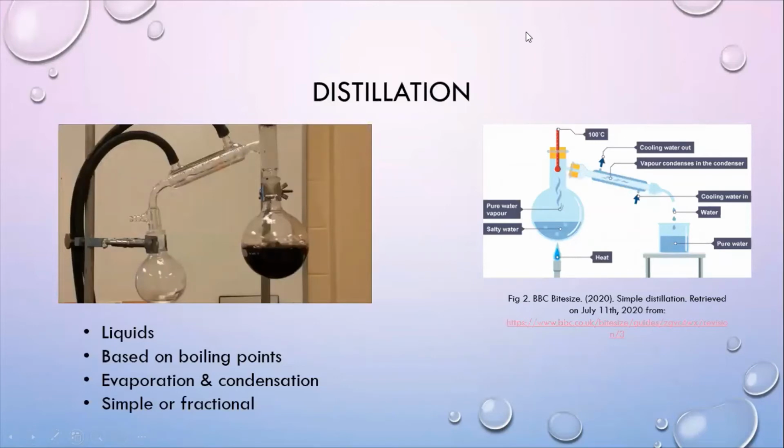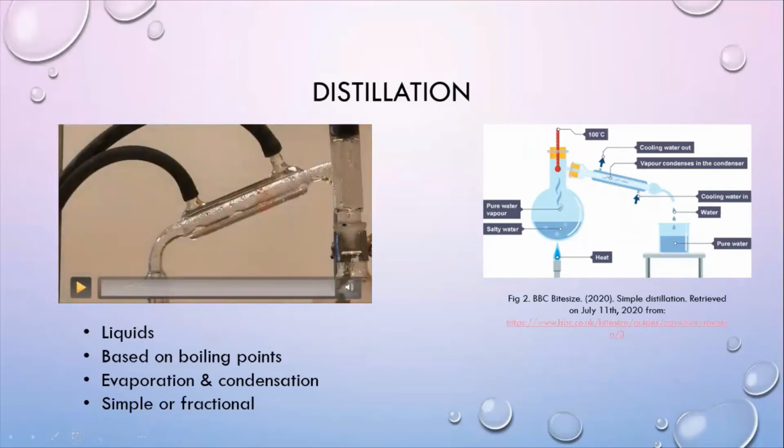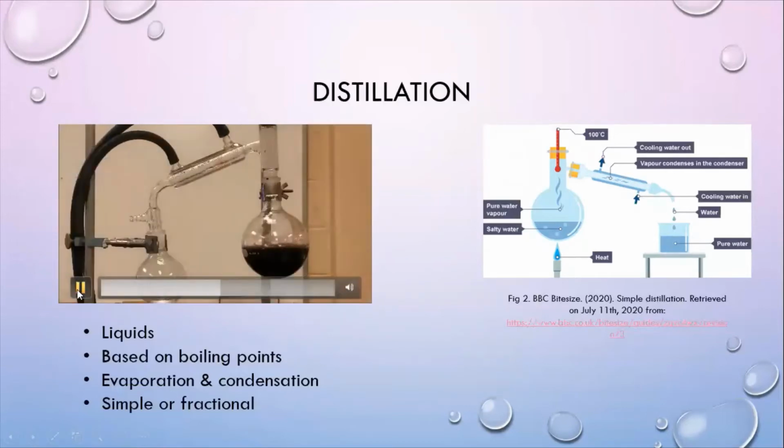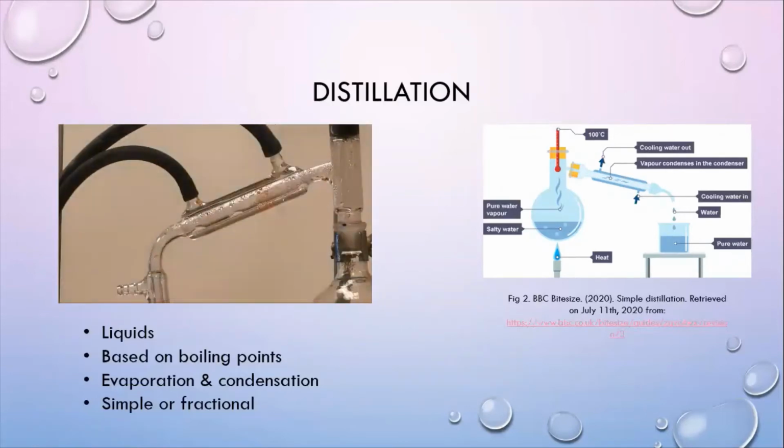Another important method is distillation. In this case, one difference comparing it to the other methods that we just checked is that distillation is only used for liquids. What we use here is precisely the difference in boiling points. So the liquids that we have in the mixture need to have different boiling points. In this case, we're using evaporation and condensation, because what happens in the beginning is that the liquid that has the lower boiling point will evaporate first.